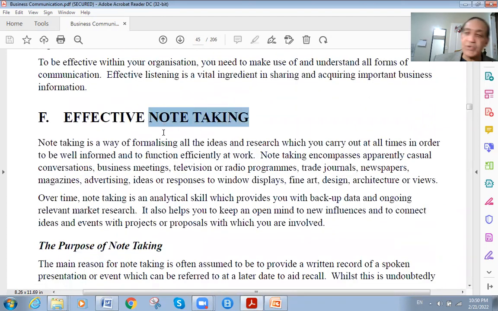We also have note taking, which is very important, particularly in business communication. Note taking is very, very important. It's a very important part of communication. Usually you take notes while listening. For example, if I am working for the manager and he's telling me some points, I have to take notes. So it's a very important process, note taking.